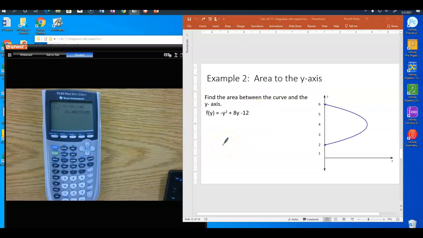Let's do another one here. What about if I wanted to find the area between a curve and the y-axis? Well, the y-axis actually has an equation to it, believe it or not. The equation of the y-axis is x equals 0. So we'll call that our x1, and we'll call this one here our x2.